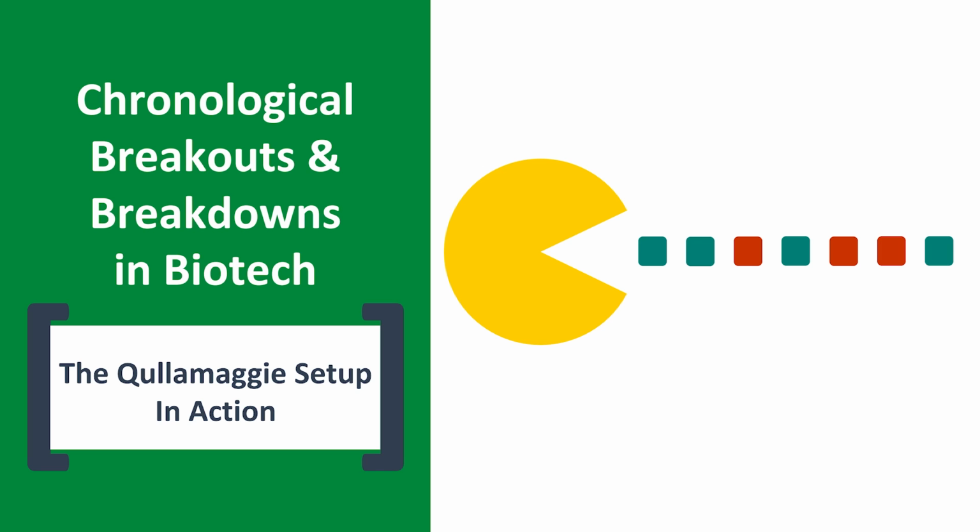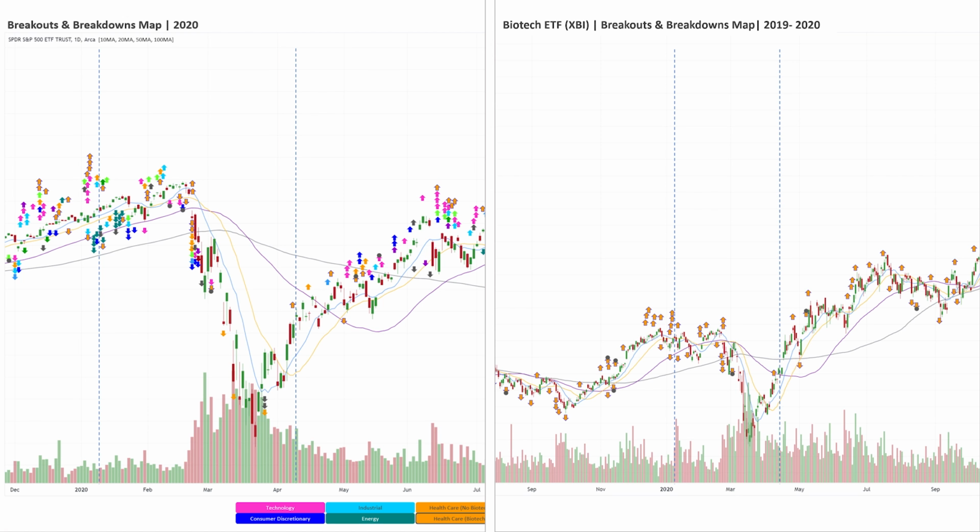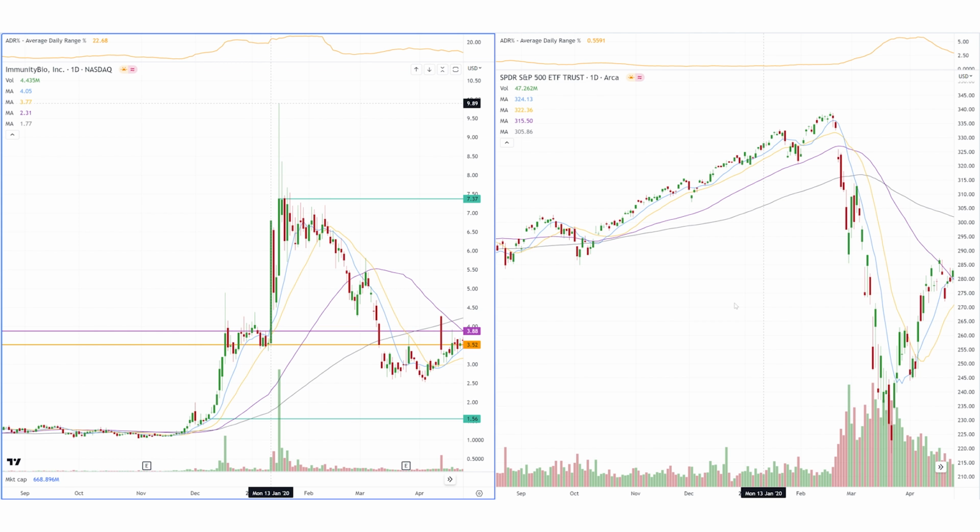All the dataset for biotech is arranged and available for download. For this particular presentation, we'll take just a crop of that dataset to look into it super quick. We will cover the breakouts and breakdowns in biotech from here, so from here all the way to this one. Let's review first the price action on SPY so that we know what's ahead.